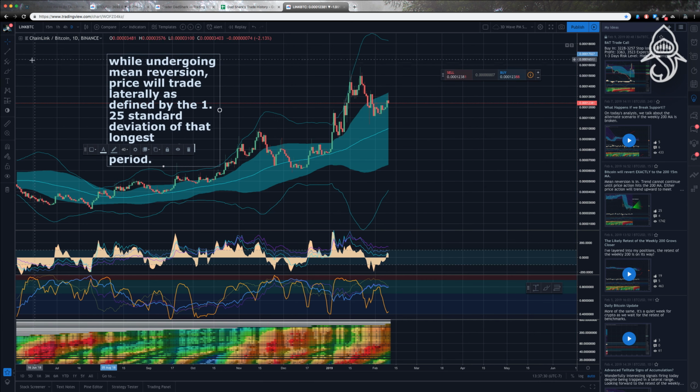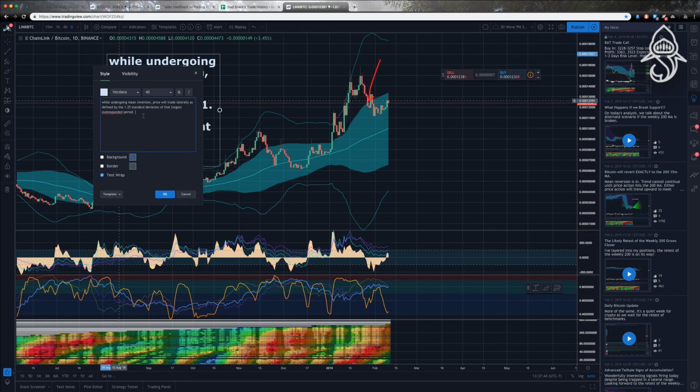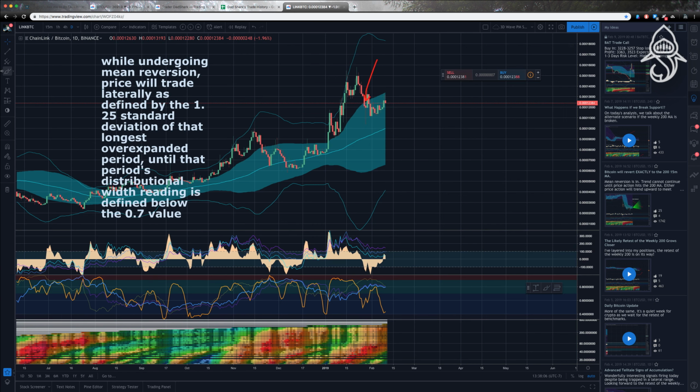So if the 70 period is the longest overexpanded period, like that we have drawn out here, right, where the red plume of mass is defined as 70 is the longest, when we re-enter the 70 band, oh, I didn't finish this. I need to change something. Until that period's distributional width reading is defined below the 0.7 value, okay? So what does this mean? When we re-enter this mean reversion pivot, it is implied that we will revert down to the 70 moving average, and that as long as this 70 period is not marking green, right? As soon as it turns green, that means it's below the 0.7 value.